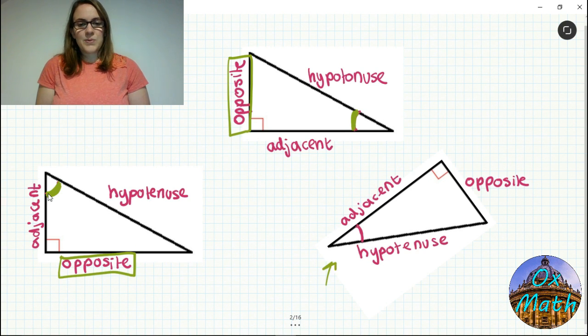In the case on the bottom right here, the angle has been rotated around, but the right angle is here. So we know that this is the hypotenuse. This is the longest side. It's not always obvious by first looking which one is longer, but you know by the fact that it is opposite the right angle.